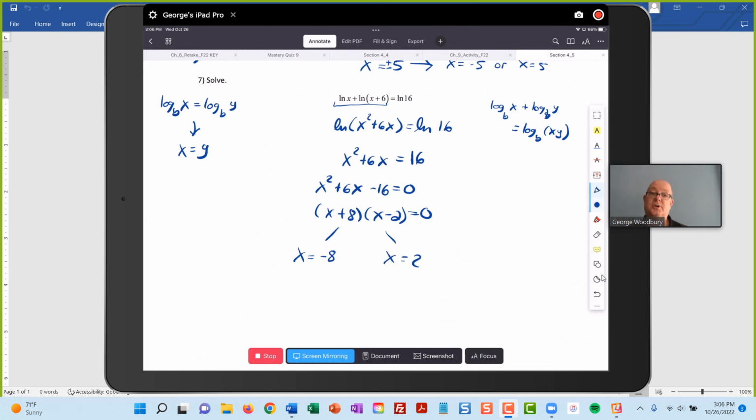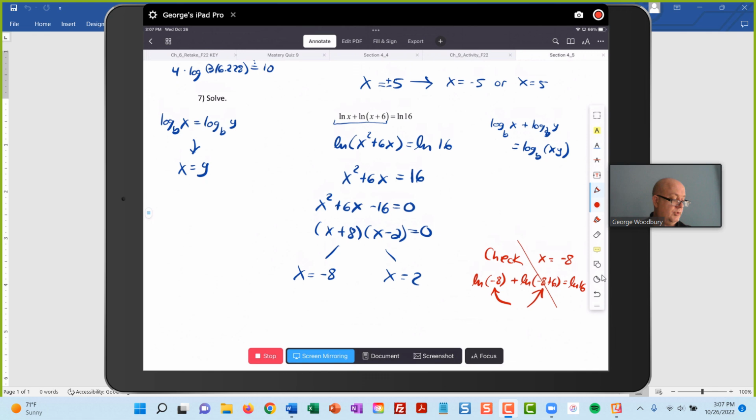Now we have to make sure that the logarithms in the original equation are okay. So let's do a check down here. I'm going to start with negative 8. Put in negative 8 for x in the original equation. Natural log of negative 8 plus natural log of negative 8 plus 6 equals natural log of 16. Those two arguments are not positive. Negative 8 is negative. Negative 8 plus 6 is negative 2, also negative.